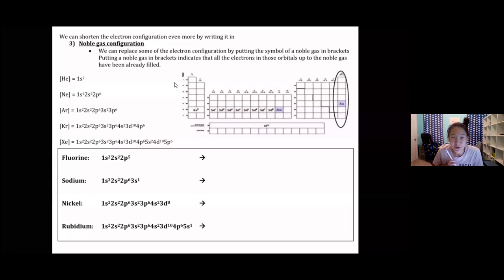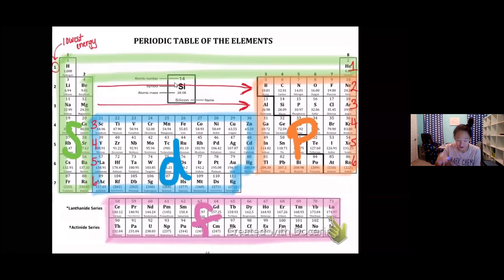Okay, so the next topic we're going to talk about is noble gas configuration. It takes the standard electron configuration and makes it even shorter, especially for those that are really long. First thing is we need to know exactly where your noble gases are. Your noble gases on the periodic table are the very last column. So let's label it. So here are your noble gases, right?